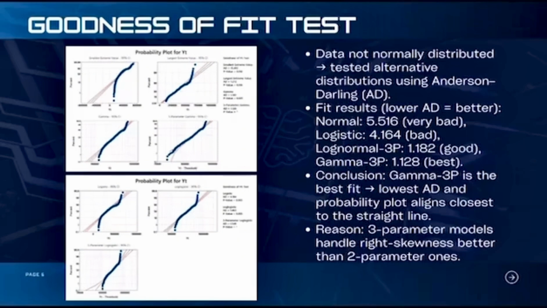So on this slide, we can see our 4 different graphs. We compare the goodness of fit using the AD score. The lower the score, the better the fit. The 3-parameter Rayleigh distribution gave us the lowest score, and therefore we conclude that the Rayleigh 3P model is the best fit for our data because it handles the skewness better than the others.